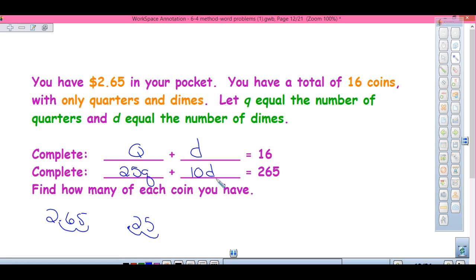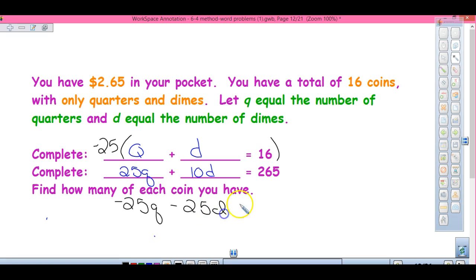Okay, so how are we going to go about solving this? We'll multiply the top by negative 25. So I've got negative 25q minus 25d equals, somebody help me out, negative 400 even? Well, that's convenient. Okay, so what do I get here? Negative 15d equals negative 135?